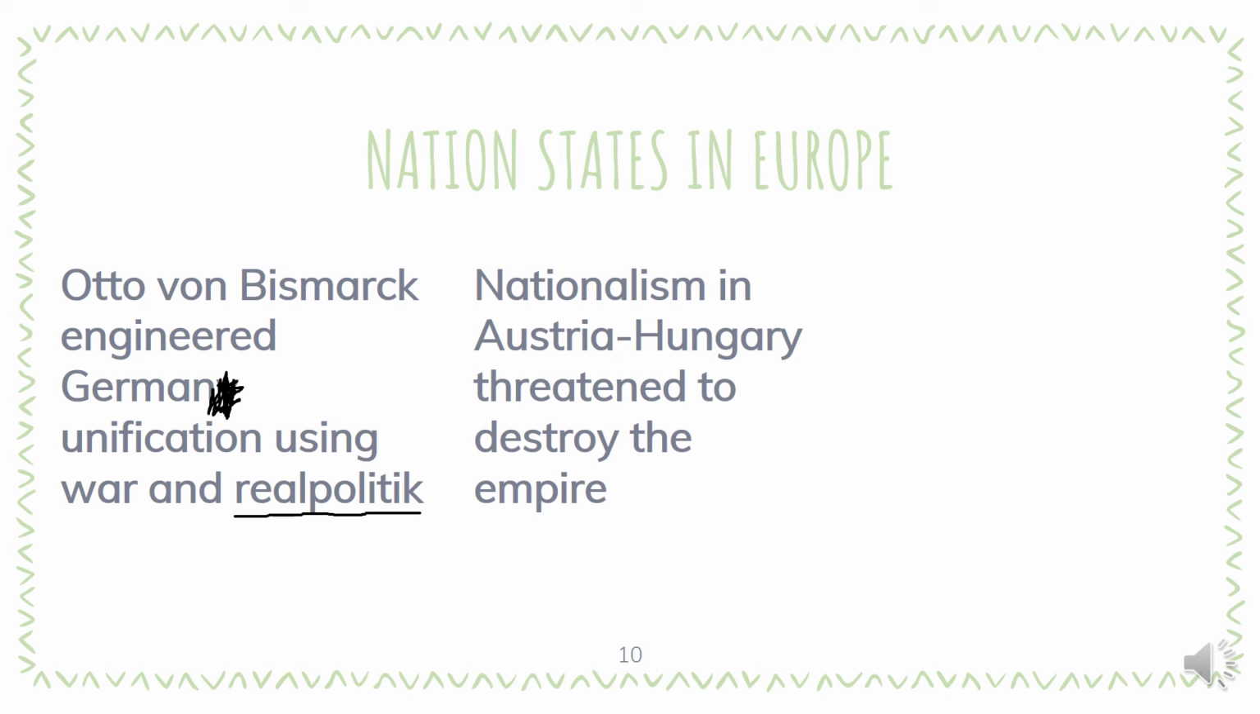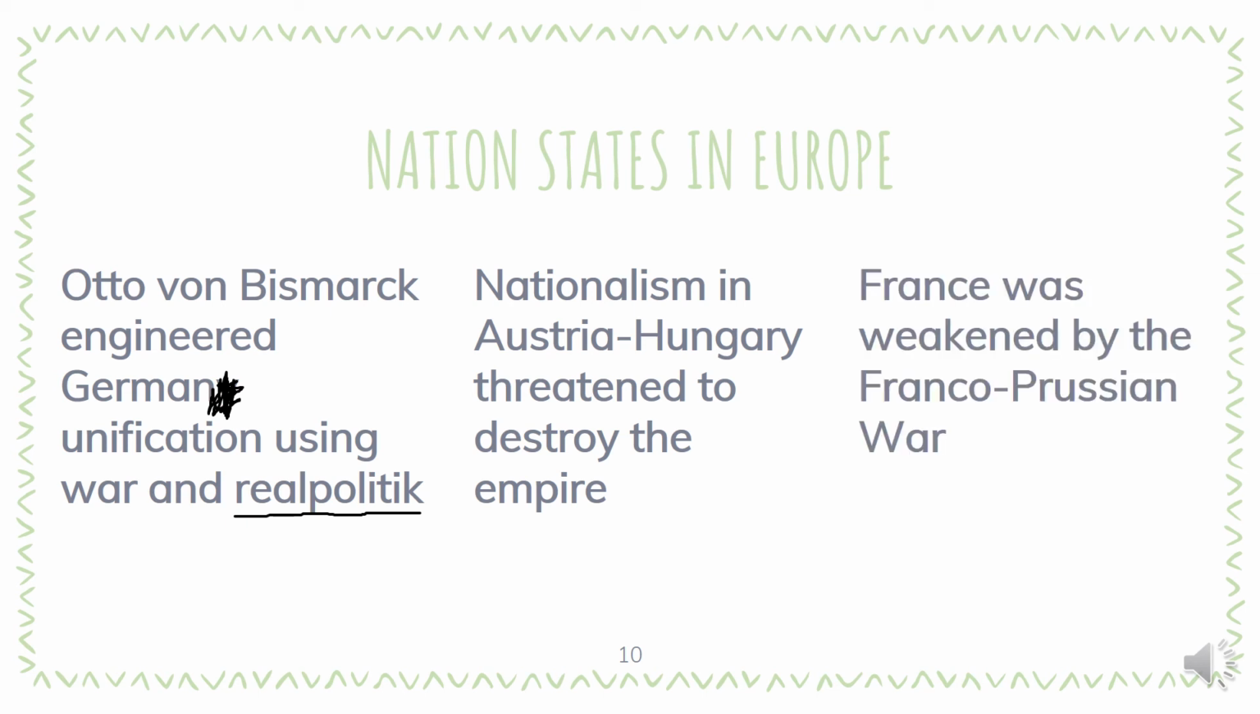You have the Austrian Archduke visiting Sarajevo to try to get people on board with being a part of the empire. And then a Serbian nationalist who hates the empire kills the Archduke and his wife. And it's a statement that we want our own country. We don't want to be a part of your empire.